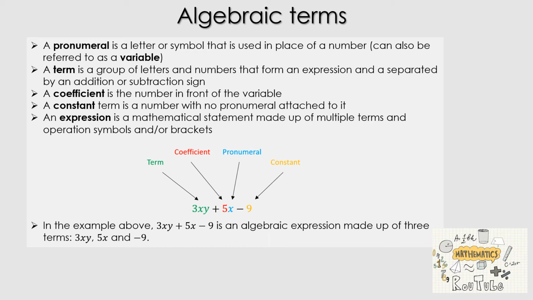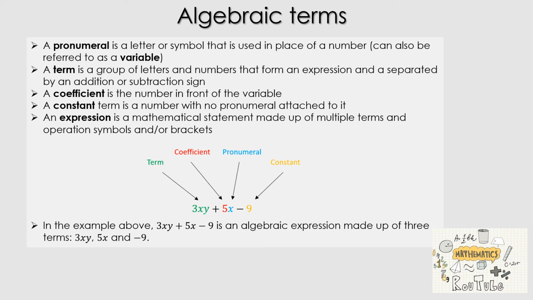Okay, and the difference between an expression and an algebraic equation is that an algebraic expression does not contain an equal sign. So you can see there 3xy plus 5x minus 9 does not contain an equal sign, therefore it is an expression. If it did contain an equal sign, so let's say it was 3x plus 5y minus 9 equals 14, then that would be an algebraic equation, not an algebraic expression. So it's really important to distinguish between an expression and an equation. And it's simply just if there is an equal sign or not.